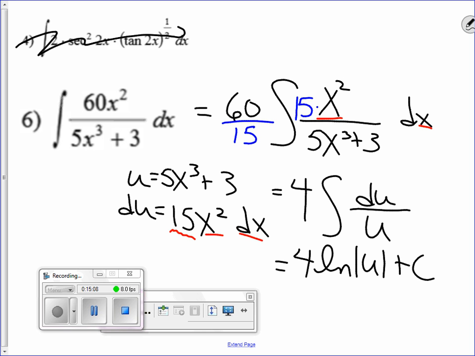All right, and then we have one more thing to do. Switch it back to x's. So our final answer is 4 times the ln of the absolute value of 5x cubed plus 3, plus c.